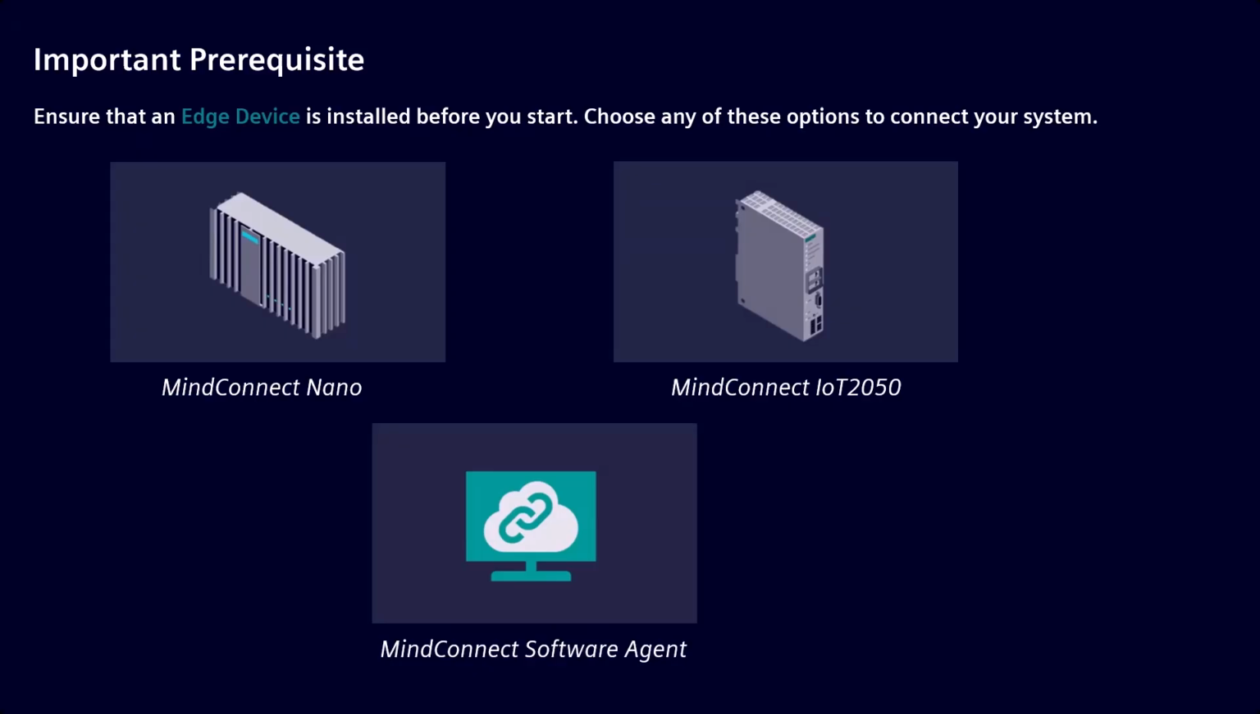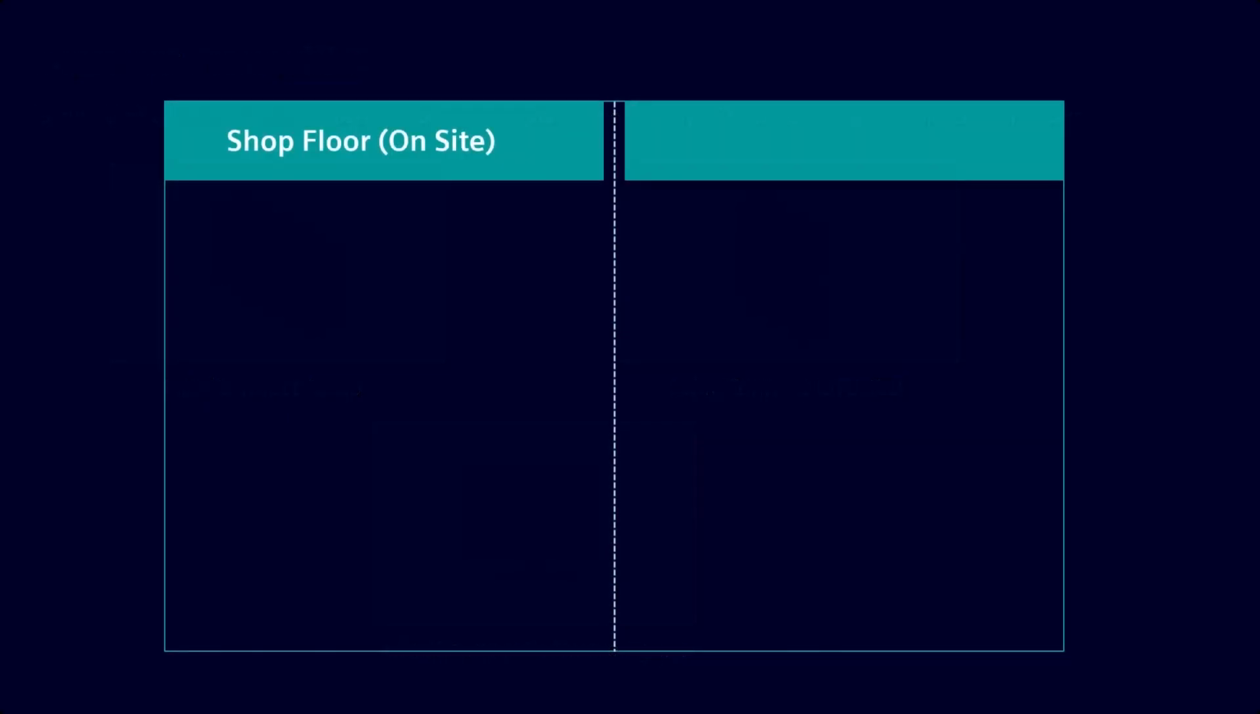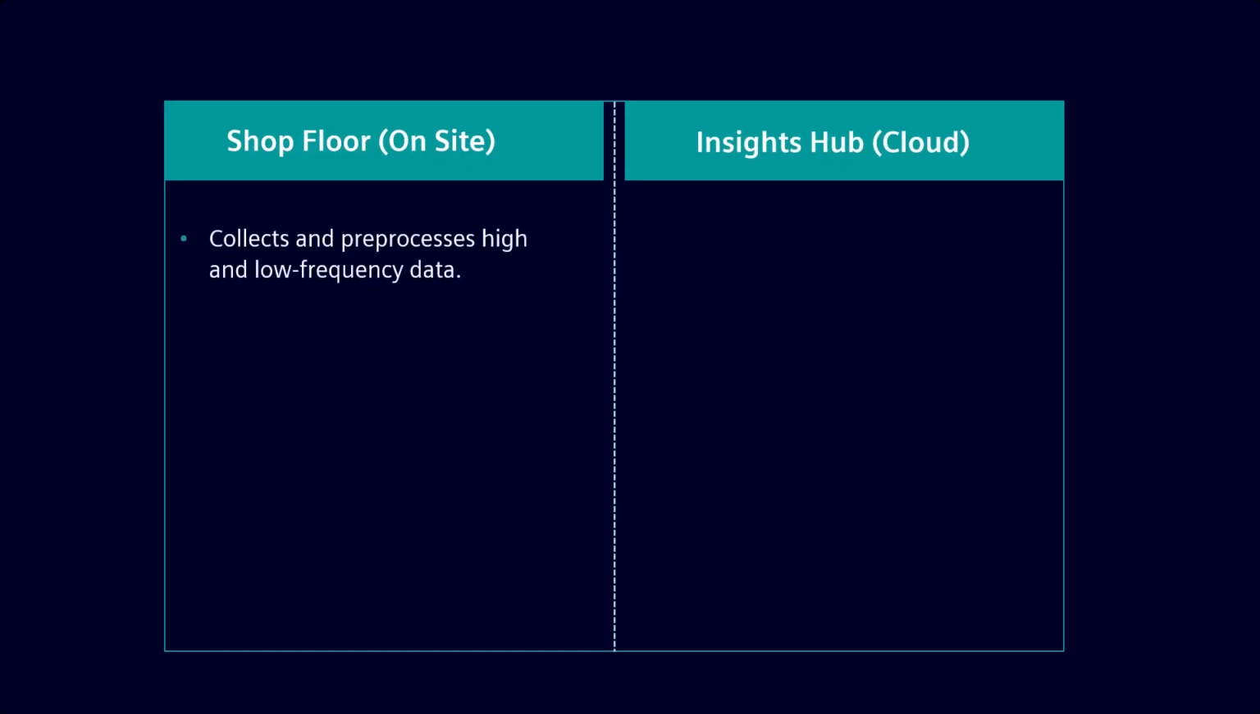Insights Hub Edge Analytics is a software-as-a-service solution that perfectly combines the advantages of on-site and cloud capabilities. On-site, an edge device collects and pre-processes high and low-frequency data. For example, it correlates it, performs out-of-the-box analysis or custom analysis locally.